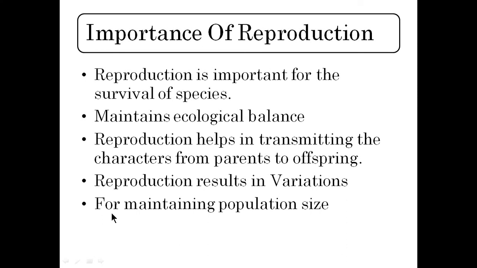Next, reproduction is very important for maintaining population size, meaning it maintains the balance between the birth rate and death rate. As you know, in metropolitan cities we can see the population is increasing day by day. If no measures are taken, it will go on increasing, so there will be total imbalance. I hope this importance of reproduction is clear to you, students.